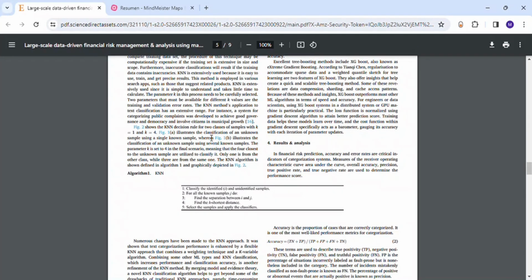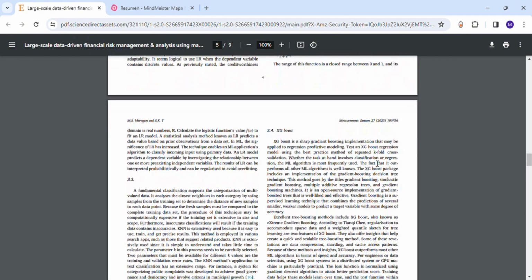A illustrates the classification of an unknown sample using a single known sample, whereas B illustrates the classification of an unknown sample using several known samples. The parameter K is set to 4 in the final scenario, meaning that the 4 closest to the unknown sample are used to classify it. Only one is from the other class, while 3 are from the same one. The KNN algorithm is defined in Algorithm 1 and graphically depicted in Figure 2.